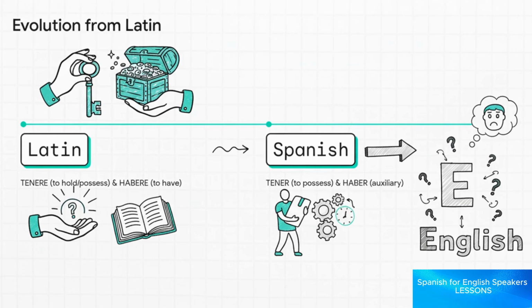All right, let's head back to ancient Rome. Spanish gets its verb tener from the Latin verb tenere, which meant to hold or to possess. No surprise there, right? Makes perfect sense. And Spanish gets haber from the Latin habere, which meant to have. Seems pretty simple so far, right? Well, this is where the plot thickens.